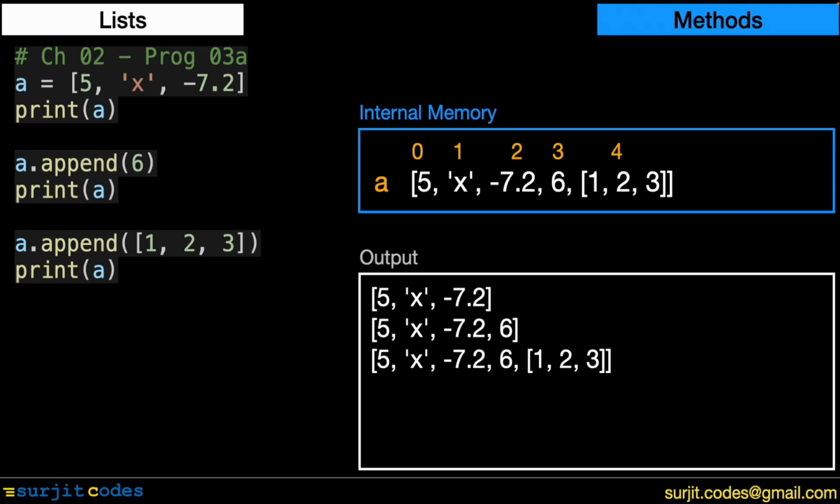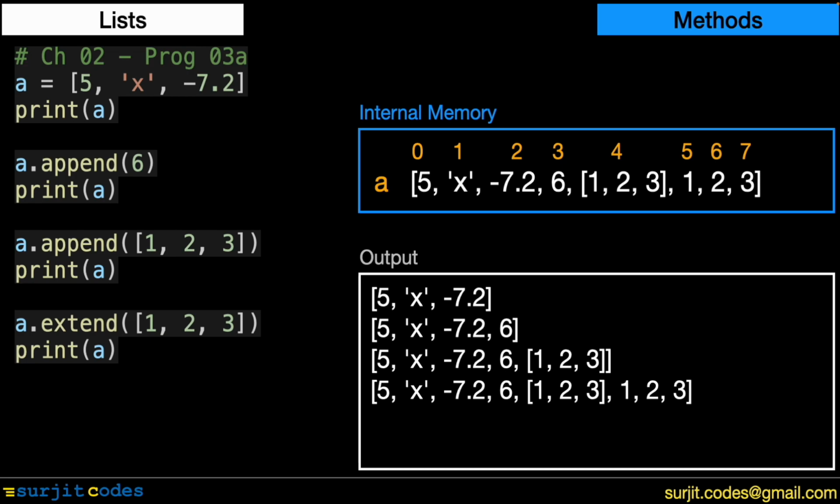This time we append another list as the item. This gives a list within a list. Len function of list A will show 5 items in it. Extend method takes an iterable. It appends all items produced in different iterations one by one.